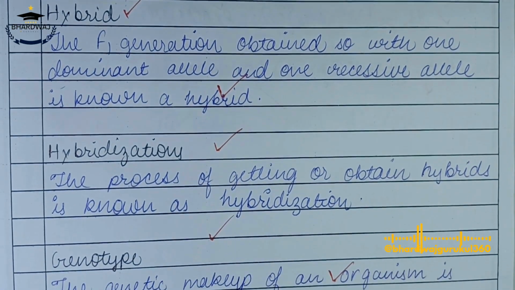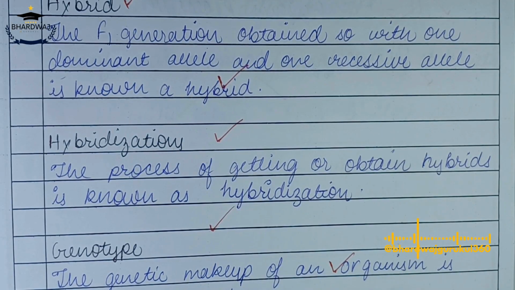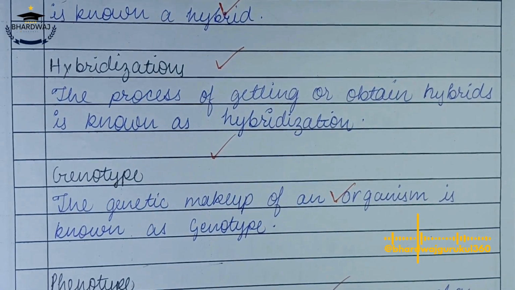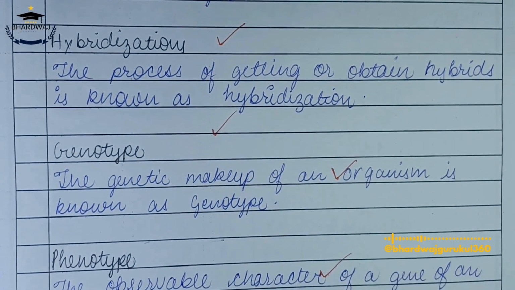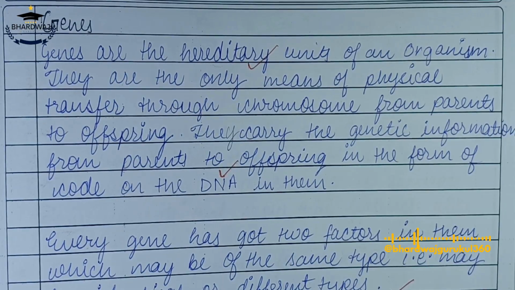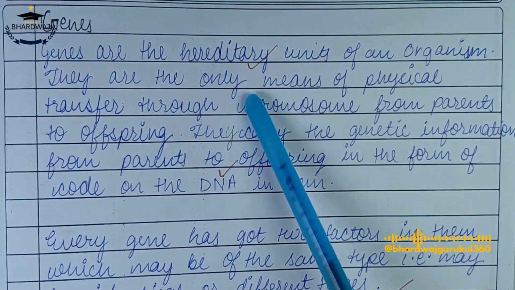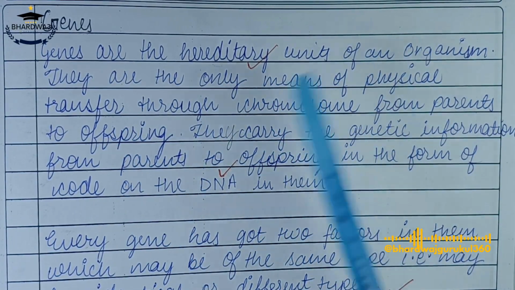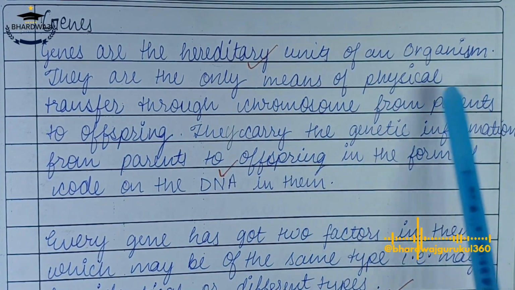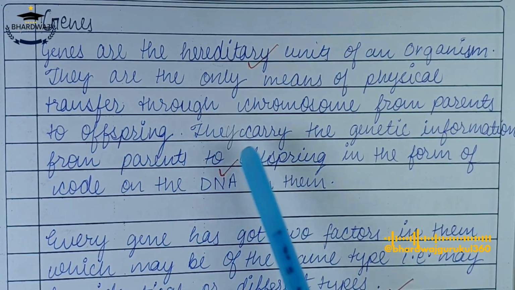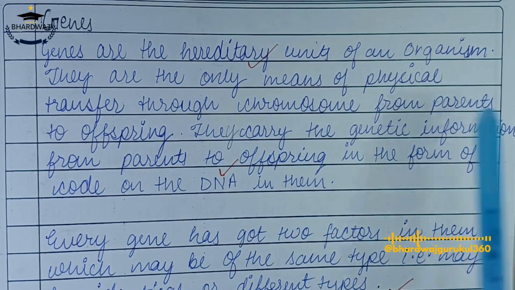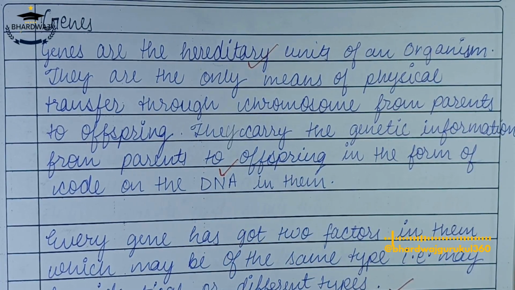Genotype. The genetic makeup of an organism is known as genotype. Phenotype. The observable characters of an organism are known as phenotype. Genes. Genes are the hereditary units of an organism. They are the only means of physical transfer through chromosomes from parents to offspring. They carry the genetic information from parents to offspring in the form of code on the DNA in them.